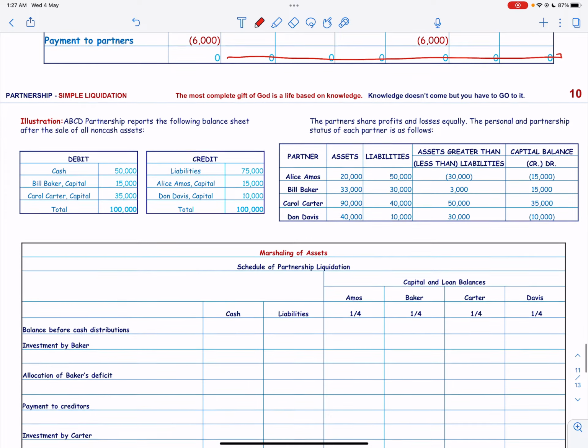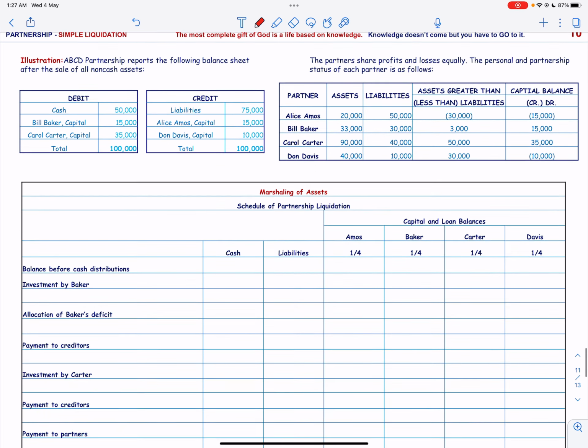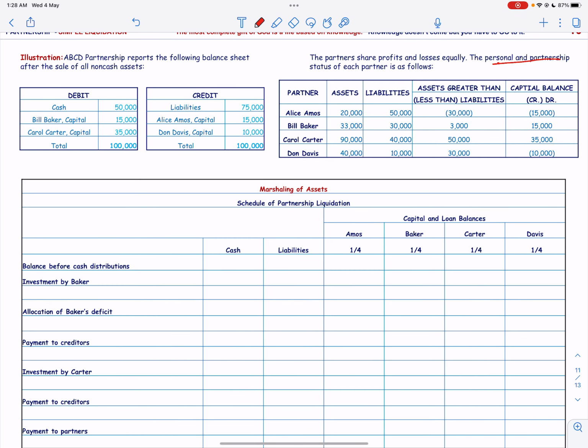Let us do one more illustration, and here we have the ABCD partnership, and they report the following balance sheet, and these are their assets and liabilities. Now the personal assets and the partnership assets are given over here, and we can see that the personal assets of the partners can be used only to settle the personal liabilities. Only then the balances can be used to pay off the partnership claims.